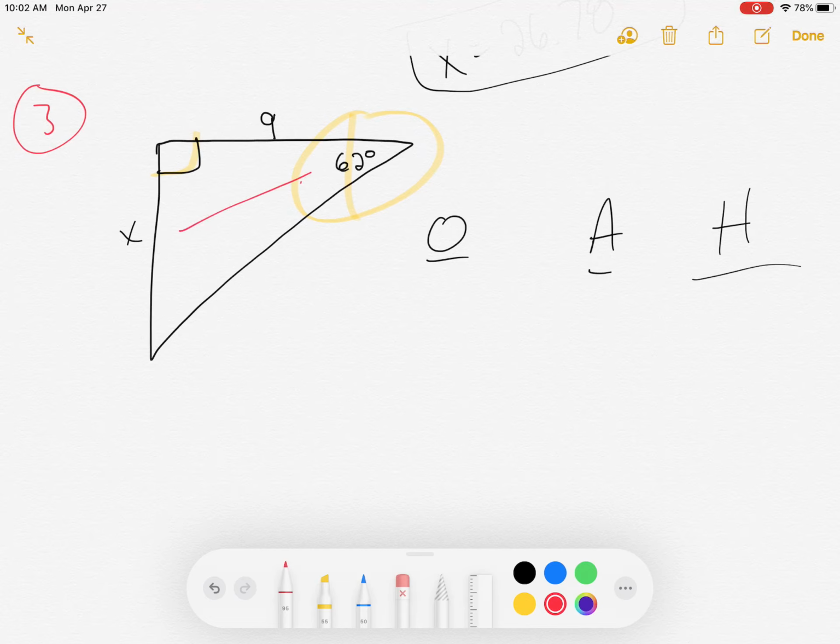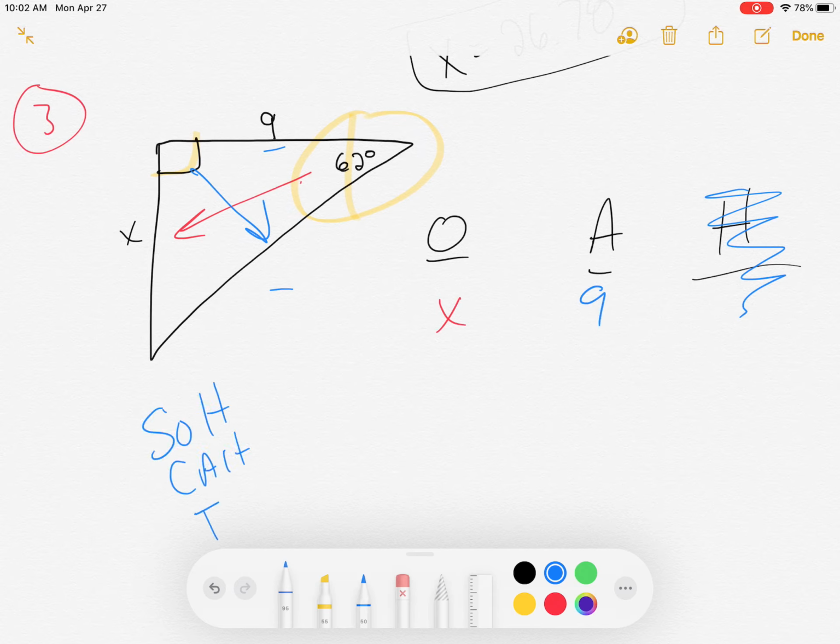Okay, so what is opposite of 62? You're saying, well, that's x. Which side do you not know? Because my adjacent side could be this one or this one. Well, your hypotenuse is this one, and there's nothing there. That means your adjacent side has to be 9. So, CAH, TOA. Which one uses O and A? TOA. So TOA, that tells us we're going to use the tangent of my angle. Tangent of 62 equals O over A, x over 9.